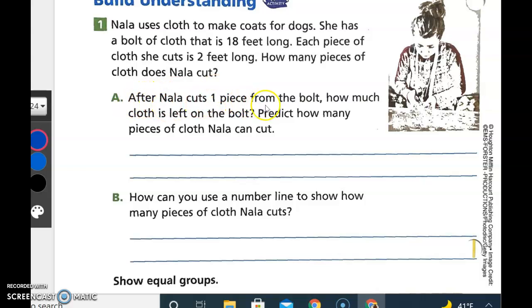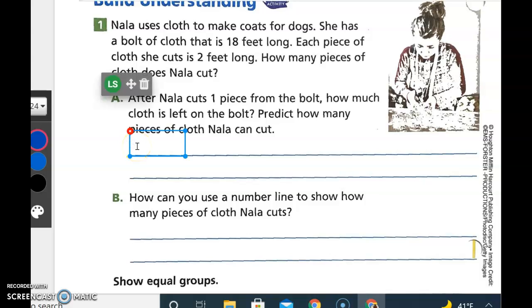After Nala cuts 1 piece from a bolt, how much cloth is left? Predict how many pieces of cloth Nala can cut. Well, she has 18 feet and she's going to cut off 2-foot pieces. Think about that for a minute and raise your hand when you have a prediction. Let's answer this first question. If she cuts off 1 piece from 18 and she takes 2 feet, how much will she have left? What would our expression look like? She will have 16, so we had 18 minus 2 equals 16. That's the first question that we answered.